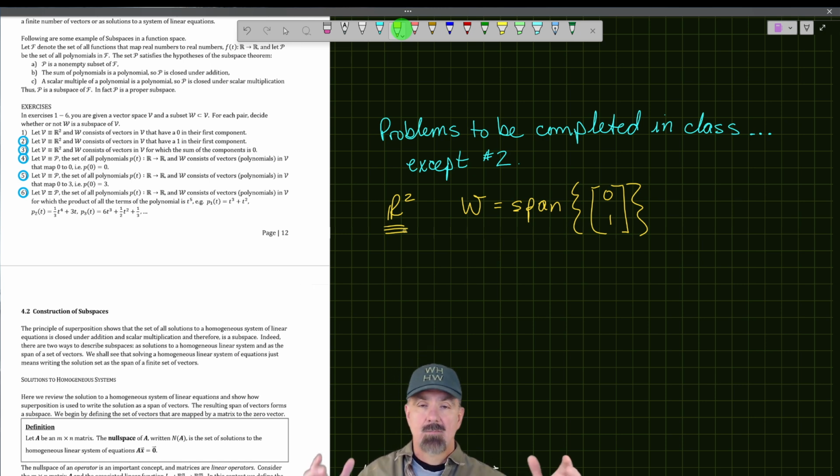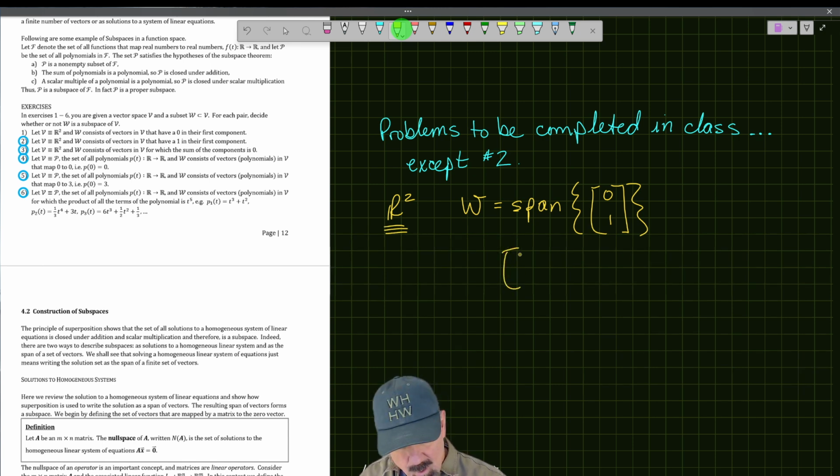W, in order to be a subspace, has to be closed under scalar multiplication and vector addition. And so we just think about that, right? If we grab 2 vectors from this group, so we grab 0a and 0b, if we add those together, we're going to end up with 0a plus b.